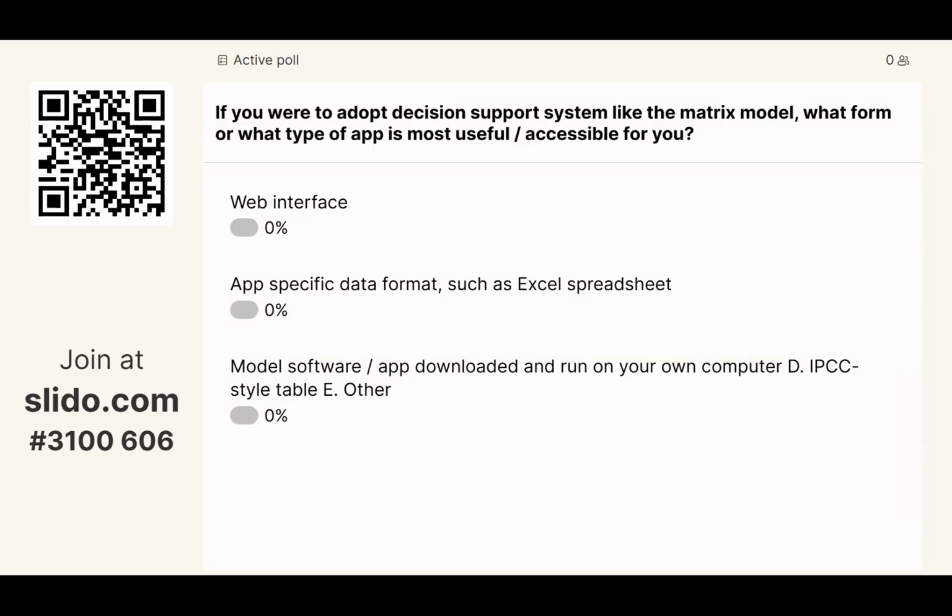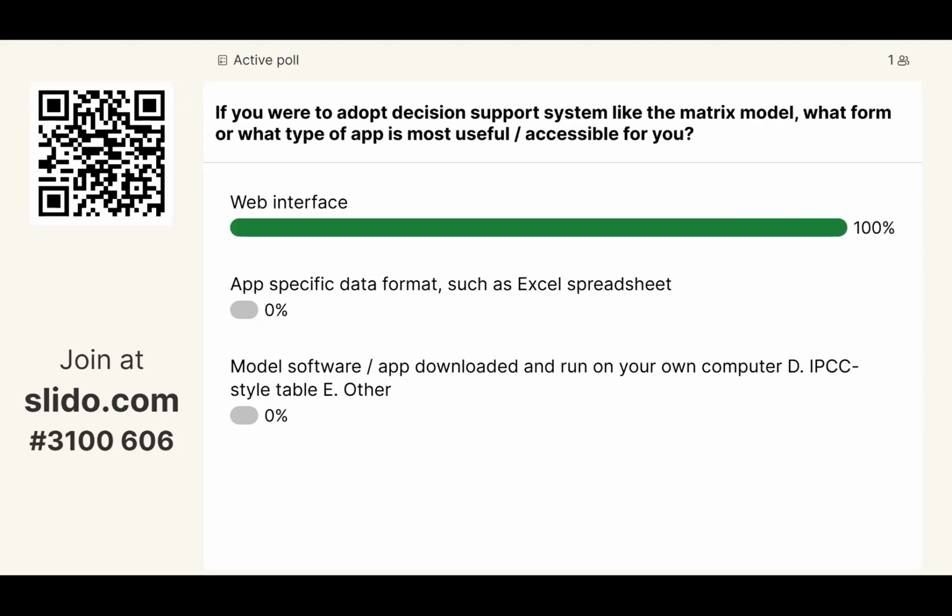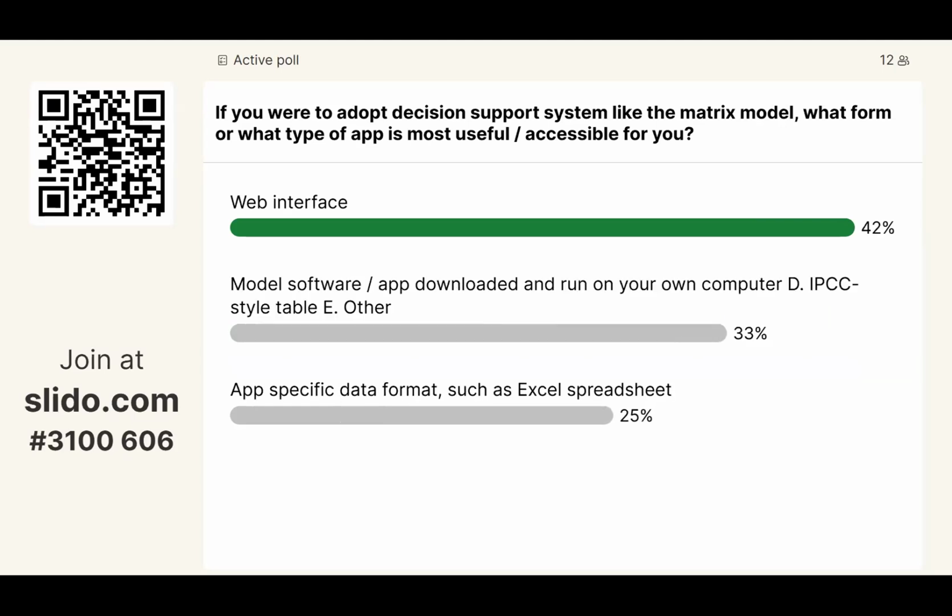All right, so if you were to adopt a decision support system like the matrix model, what form or type of app is most useful or accessible to you? So would that be like a web interface? Would that be some kind of app-specific format like an Excel spreadsheet or a specific model software that you can run on your own computers? I guess there's also a bit of data sharing component in here. All right, so the web interface is winning it for now.